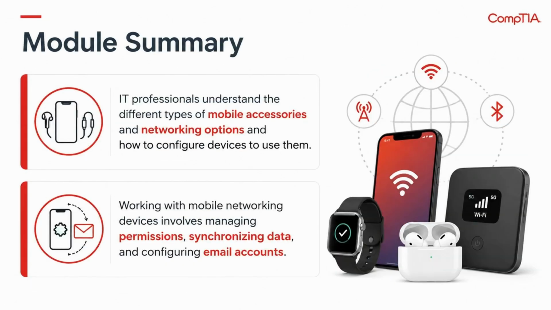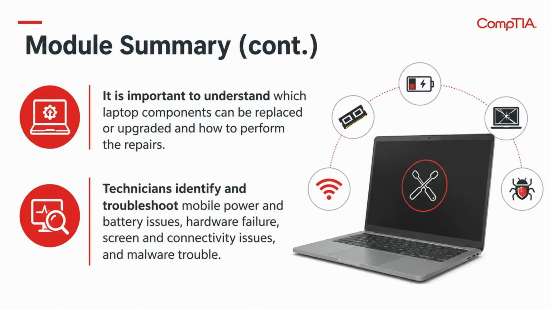To start wrapping up Module 9, IT professionals need to understand the different types of mobile accessories and networking options, and how to configure devices to use them. Working with mobile networking devices means managing permissions, synchronizing data, and configuring email accounts correctly. And to finish, it's important to understand which laptop components can be replaced or upgraded, and how to actually perform those repairs. Technicians need to identify and troubleshoot mobile power and battery issues, hardware failures, screen and connectivity problems, and malware trouble.